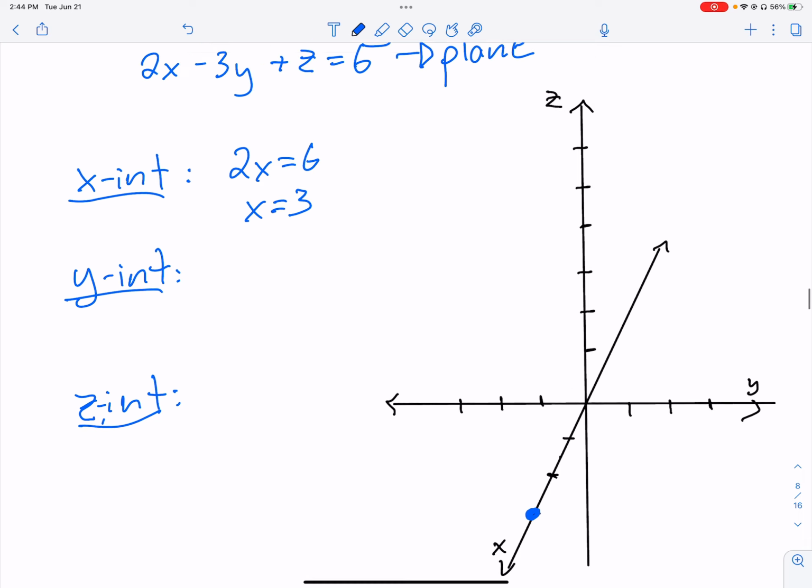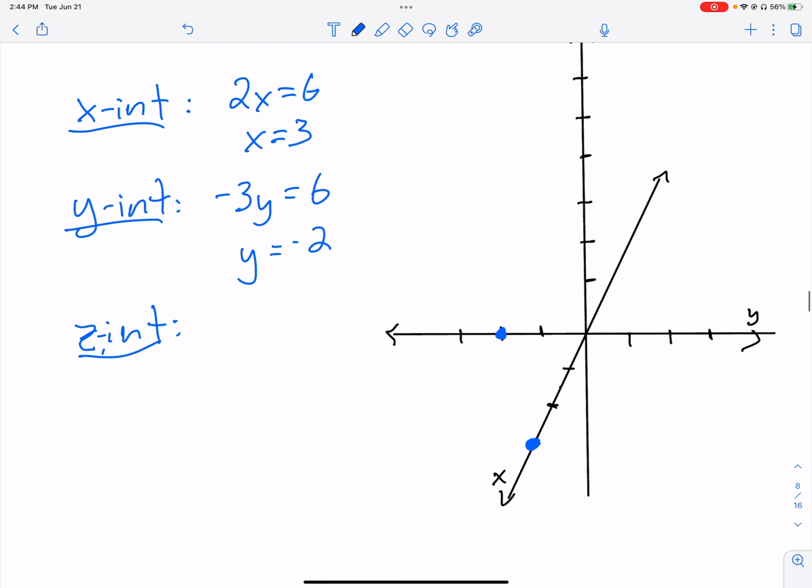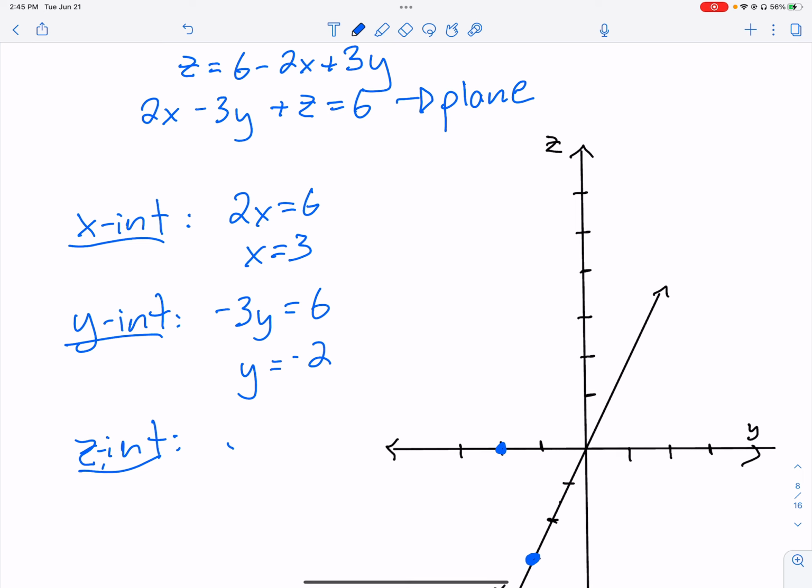Okay, y-intercept, I let x and z go to 0, so I get negative 3y equals 6, which means y equals negative 2. So on the y-axis, I'm going to plot a negative 2. And then the z, if I let x and y be 0, I get z equals 6. This is 6 up here. I think 3, yep, 6.